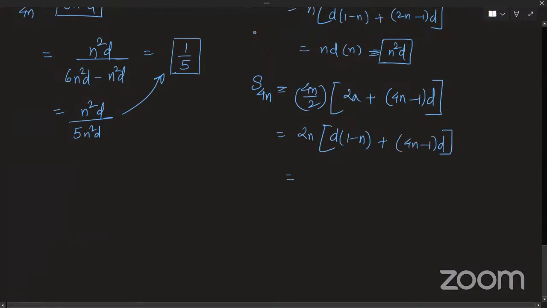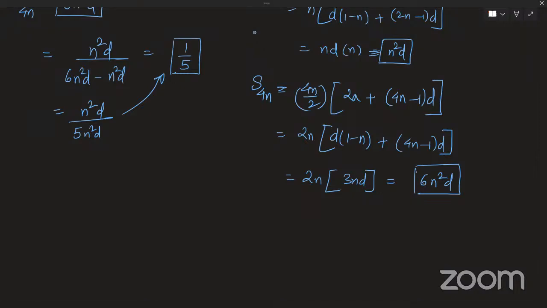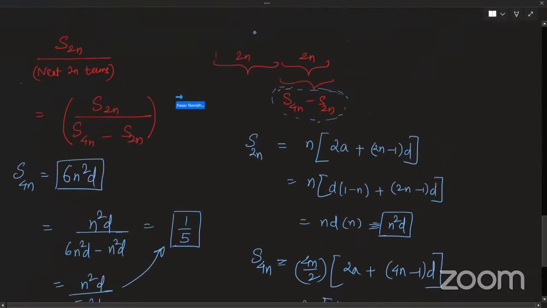Now can you open this? It is 2n into this thing, which is 3n d, so it is 6n square d. You can open this and check, it will be 3n d. Got it? Yes, sir, I understood. Okay, great.